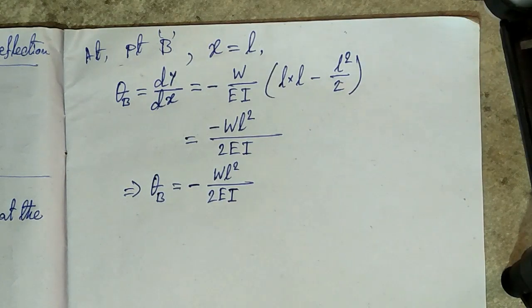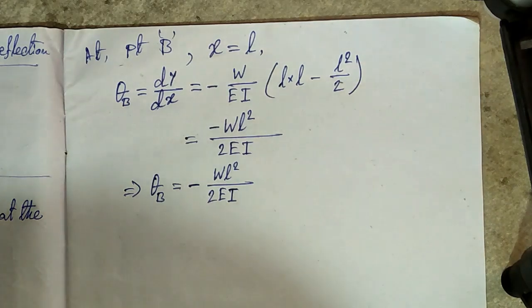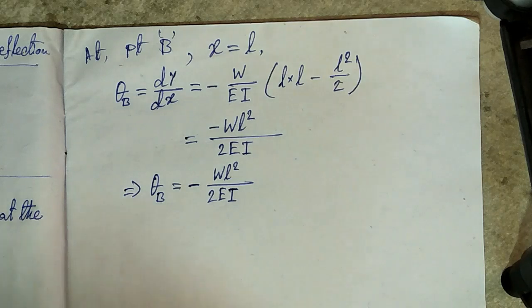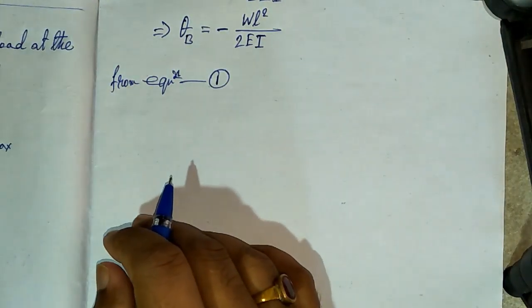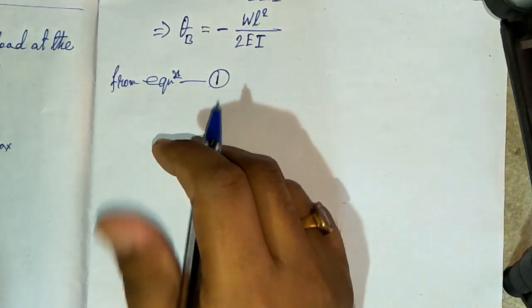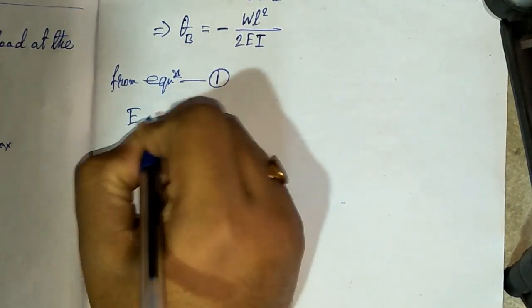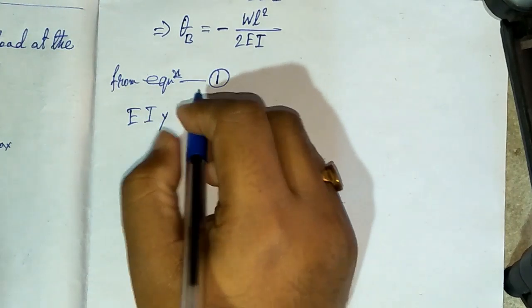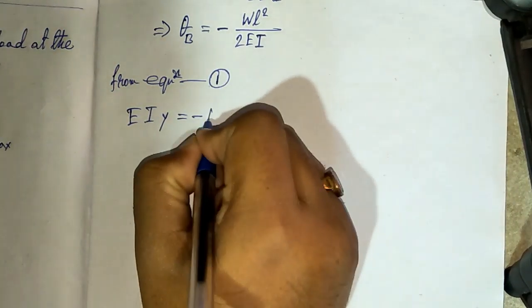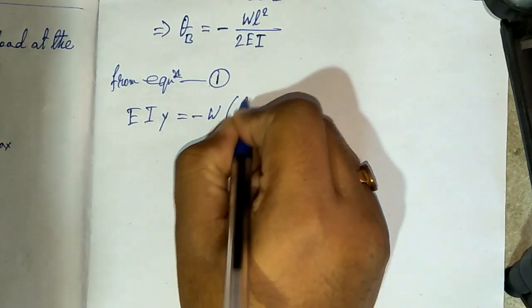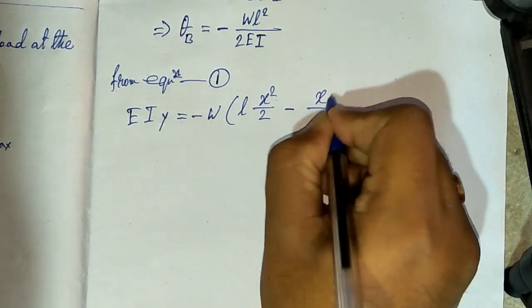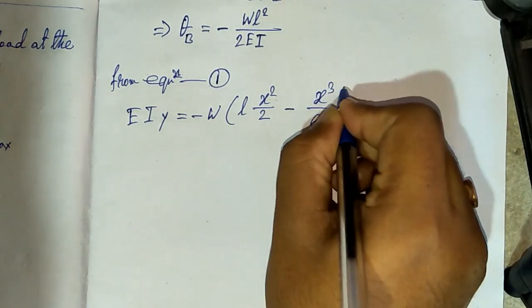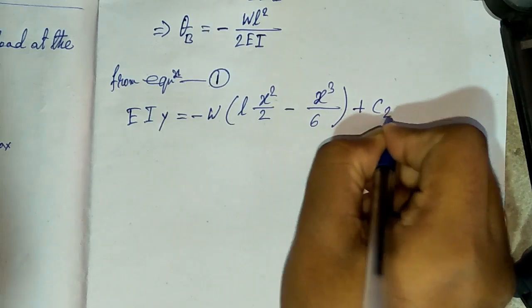Now to get the deflection, we have to integrate again the equation number 1. That means we have to integrate again the slope equation. So from equation 1, by integrating equation 1, we can write EI into y is equal to minus W L into x square by 2 minus x cube by 6 plus C2.